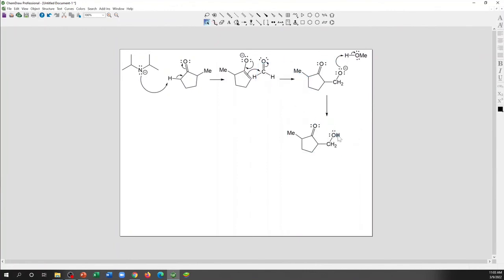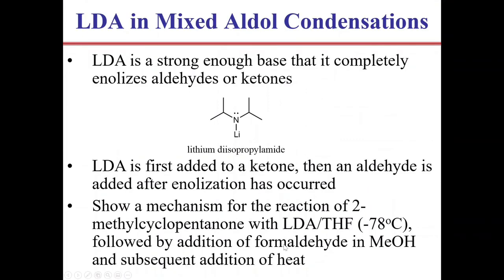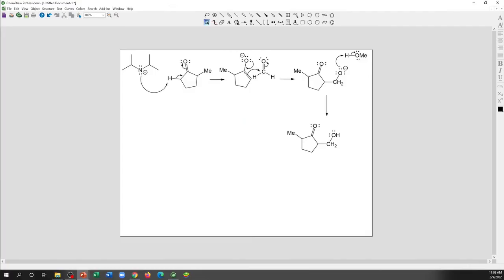So now we've protonated this thing. Okay, this is where things would stop at negative 78 degrees Celsius. But then the chemistry tells me that it was followed by addition of formaldehyde and subsequent addition of heat. So in the presence of heat, we expect the chemical reaction to go all the way through to the condensation step. The methoxide, let's draw these alpha hydrogens. There's one more alpha hydrogen right there that I haven't plucked off yet.